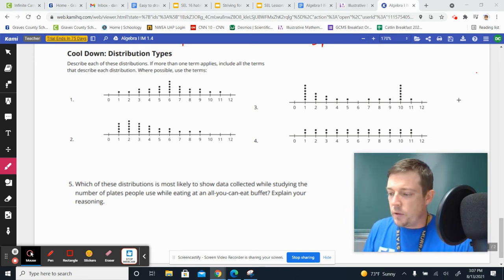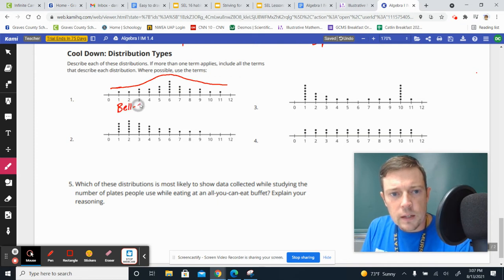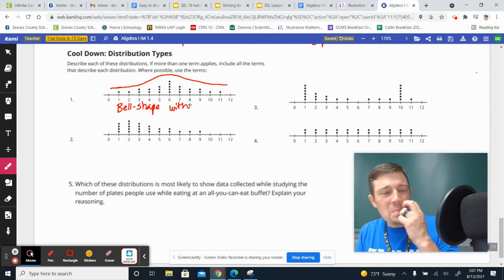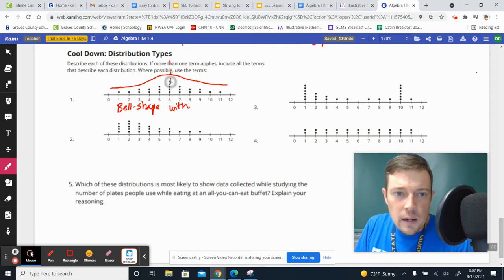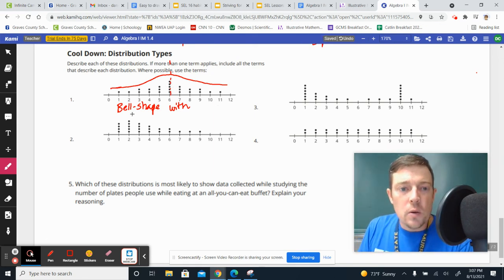Looking at the very first one there, you notice that we have a shape that kind of follows this pattern right here. That was in one of our definitions: bell pattern, bell shape. It is definitely bell shape, with some extra to it because we could draw a line of symmetry right here and it would fold over on top of itself pretty much perfectly. We got a bell shape with some symmetry. So there's two different words we could use to describe what's happening here in this first one.